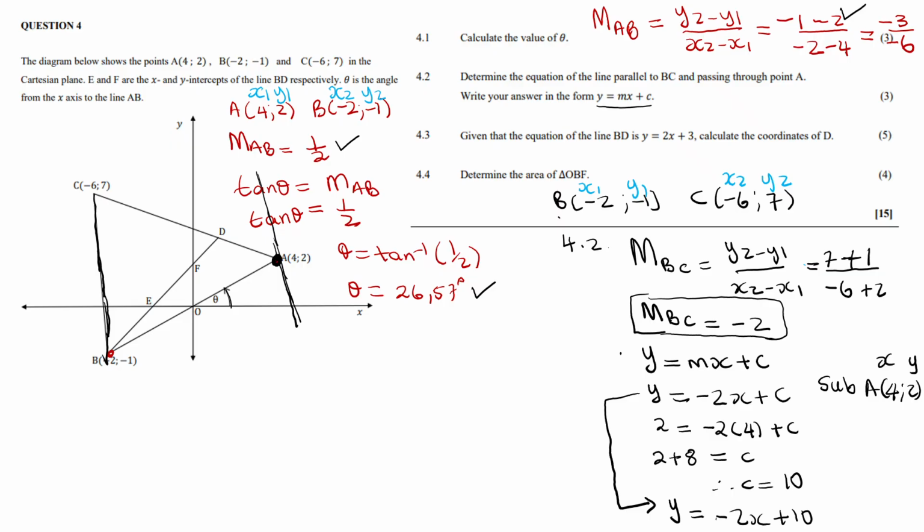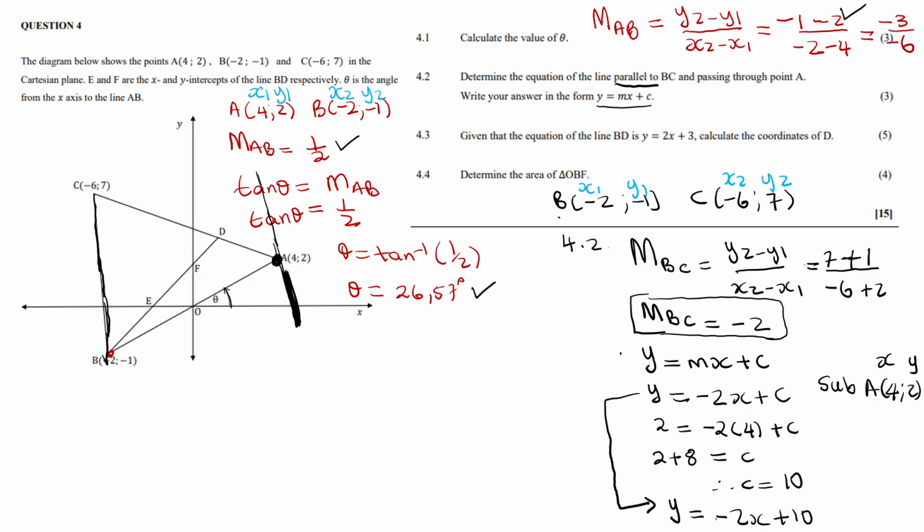I hope everyone understands how we got the equation of the line that is parallel to BC. For the fact that we see the word parallel, we know that parallel lines have equal gradients. Because for this line, we don't have enough information to calculate the gradient, but we are told that this line is parallel to BC. So we can use the gradient of BC to find the equation of that line. I hope this makes sense, and I hope everyone is happy with how we calculated the 4.2 problem.